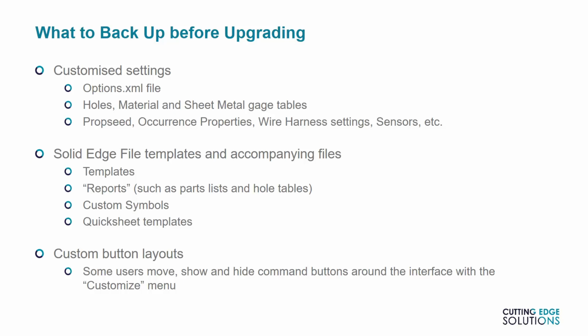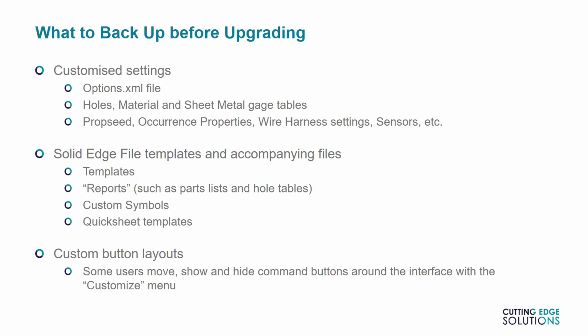The next type of files are template files and accompanying custom draft elements, for example parts lists, holes tables, and quicksheet templates. All of these can be brought through to ST10. Bear in mind that hole tables have changed significantly in ST10, and heavily customized tables may need to be regenerated in the new software version.